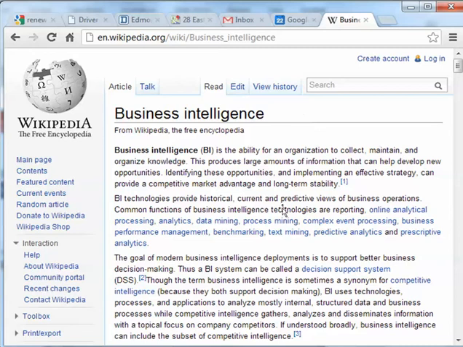It also says the term business intelligence is sometimes a synonym for competitive intelligence, but the point they make here is that competitive intelligence oftentimes involves outside sources of data, whereas business intelligence usually refers to data that's inside of your organization that you use to make decisions with.